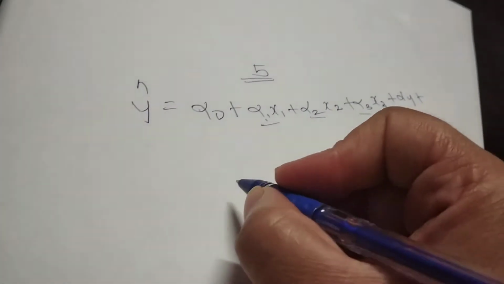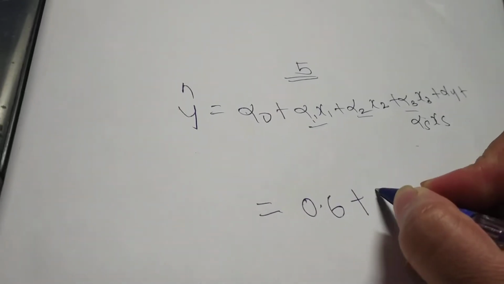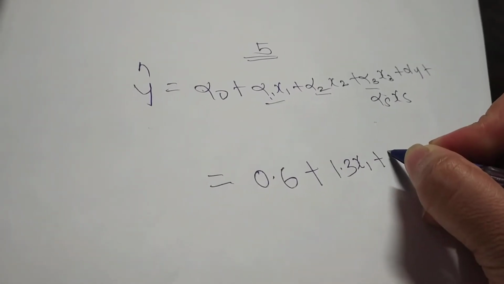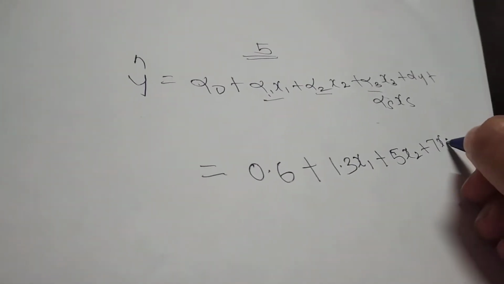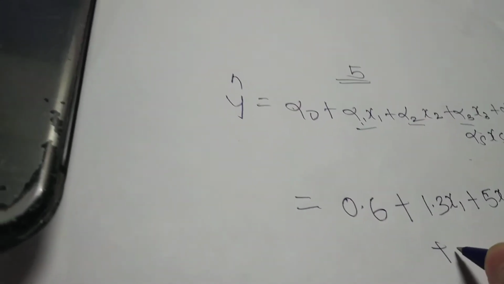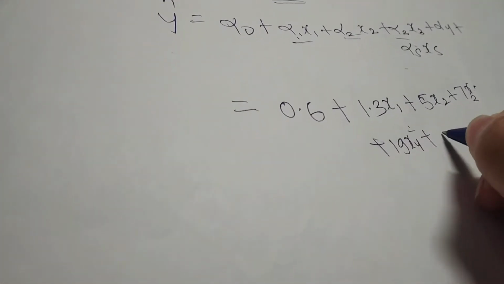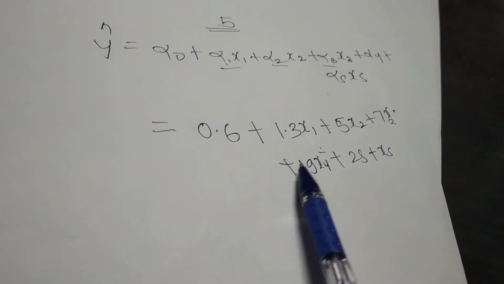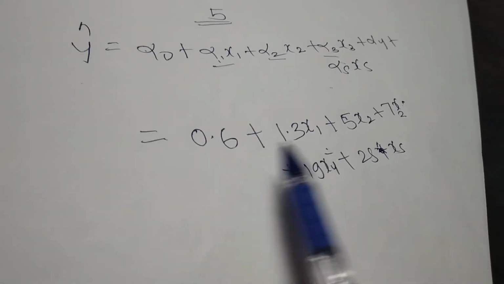Suppose we have learned the coefficient values like this: 0.6 plus 1.3x1 plus 5x2, then 7x3 plus 19x4 plus 25x5. These coefficient values are learned.